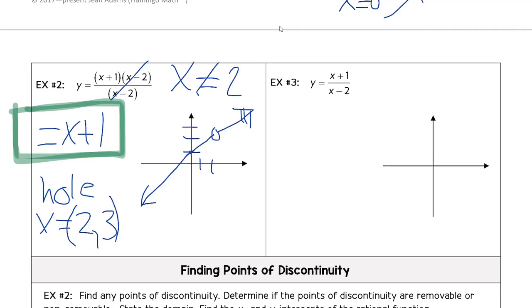Example 3, similar idea to example 2. You still couldn't have x equals 2, because that would make the bottom equal 0. But is that removable? Can you cancel out that x minus 2? No, you can't. You always want to check: can you factor the top, or is there anything you can do to simplify the top? But there's nothing you can do with x plus 1. Since this is not removable, I can't cancel out that x minus 2. That's going to be a vertical asymptote at x equals 2. So you would have that dashed or dotted line.